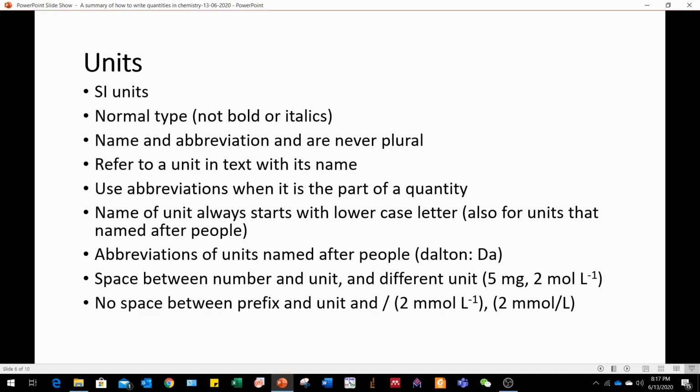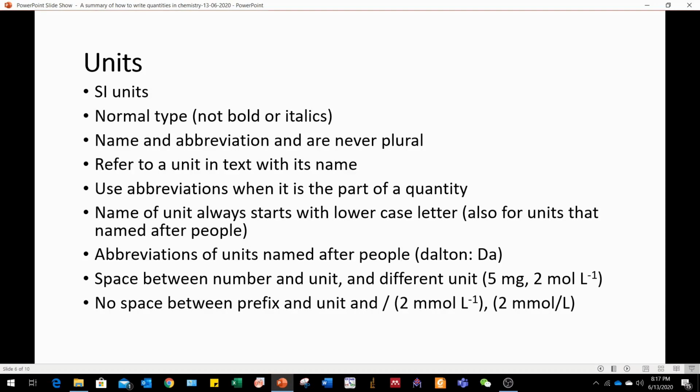The name of a unit always starts with a lowercase letter, and it is the same for all units, whether they are derived from named people or not derived from scientific names.